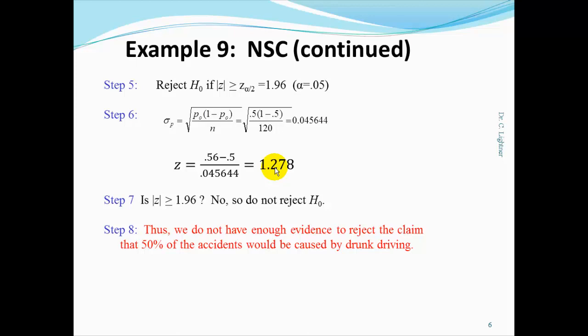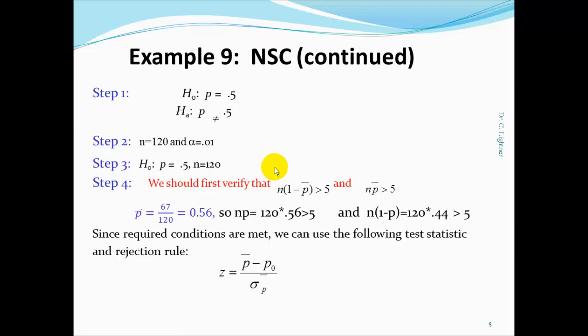Since we are unable to reject H0, this means that we do not have enough evidence to prove that HA is true. So for this problem, we don't have enough evidence to prove that the proportion of accidents caused by drunk driving during the Christmas and New Year's week does not equal 50%.